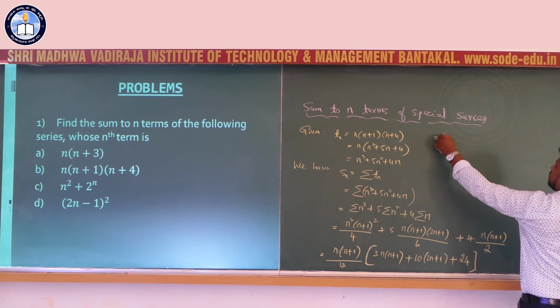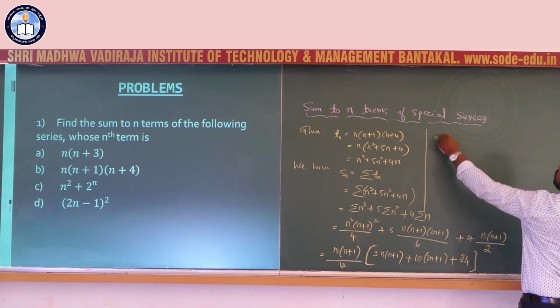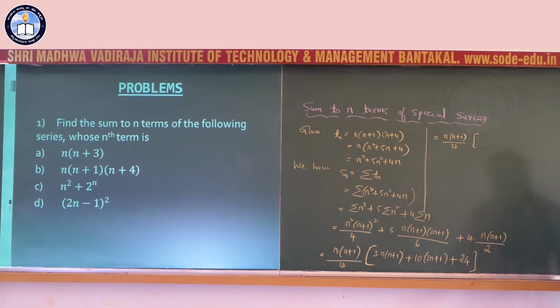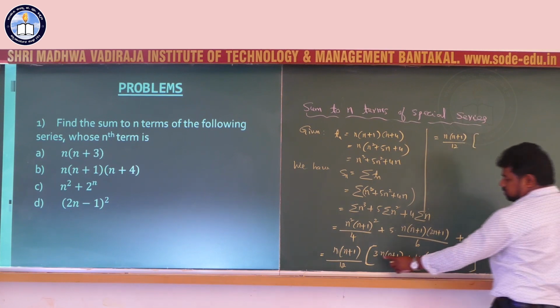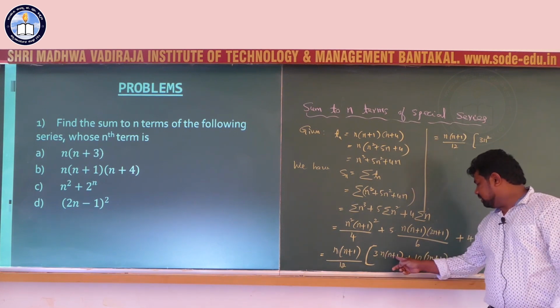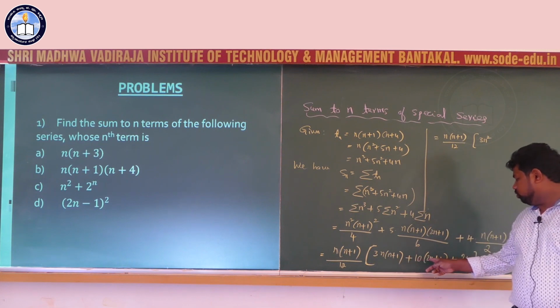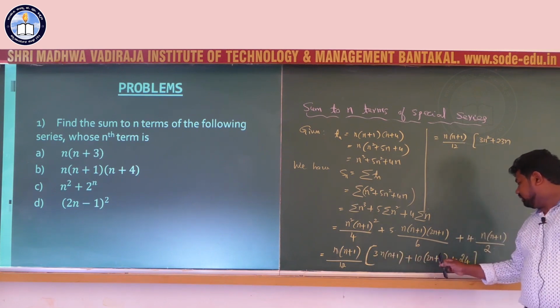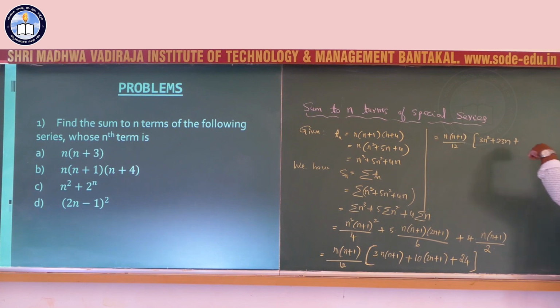That is equal to n into n plus 1 by 12 into, here 3n into n, 3n square, 3n into 1, 3n, 10 into 2n, 20n, 20n plus 3n, 23n, plus 23n. Then 10 into 1, 10 plus 24, that is 34. That is the answer.